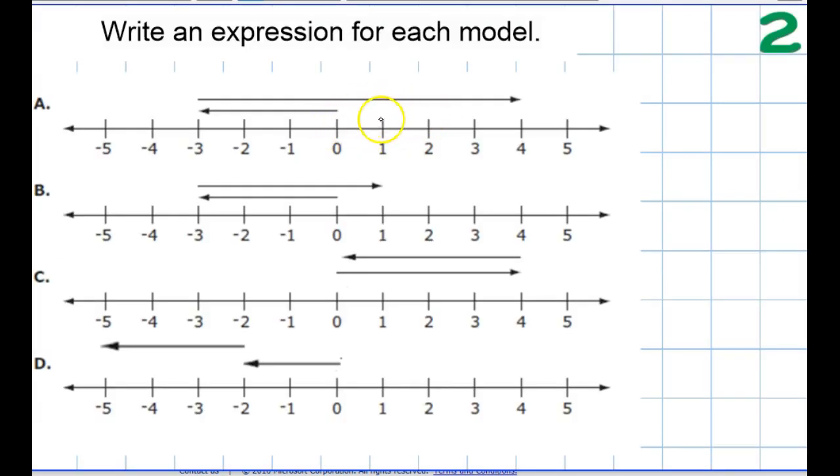Now it says write an expression for each model. So we are going to write something like an equation, but it's going to be an expression. So we start at 0 always. Then it looks like our arrow is going back to -3. So we start at 0 and go back -3. Then we're going up to +4. But how many steps is that? Well, it's 1, 2, 3, 4, 5, 6, 7 steps. So -3 plus 7. And then where we end is 4.